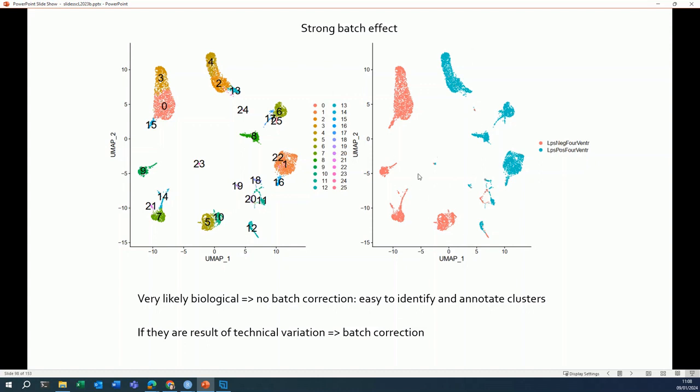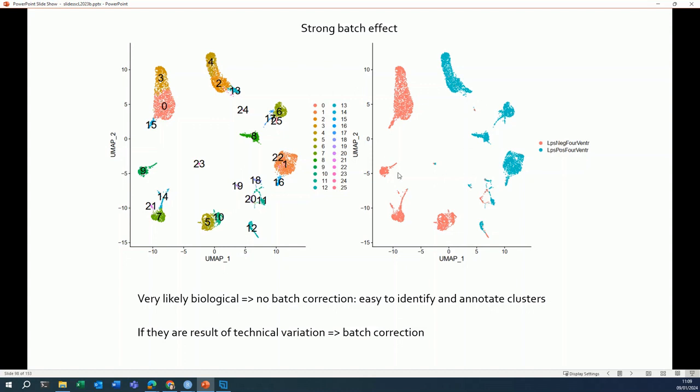If you're going to assume that this is a batch effect and you're going to correct for it, while this is in reality a biological effect, you are going to remove the biological signal from your data and you will not see anything at all. So if you see strong batch effects, always think about where they come from, and if you're really convinced that they are batch effects, you have to correct for them.